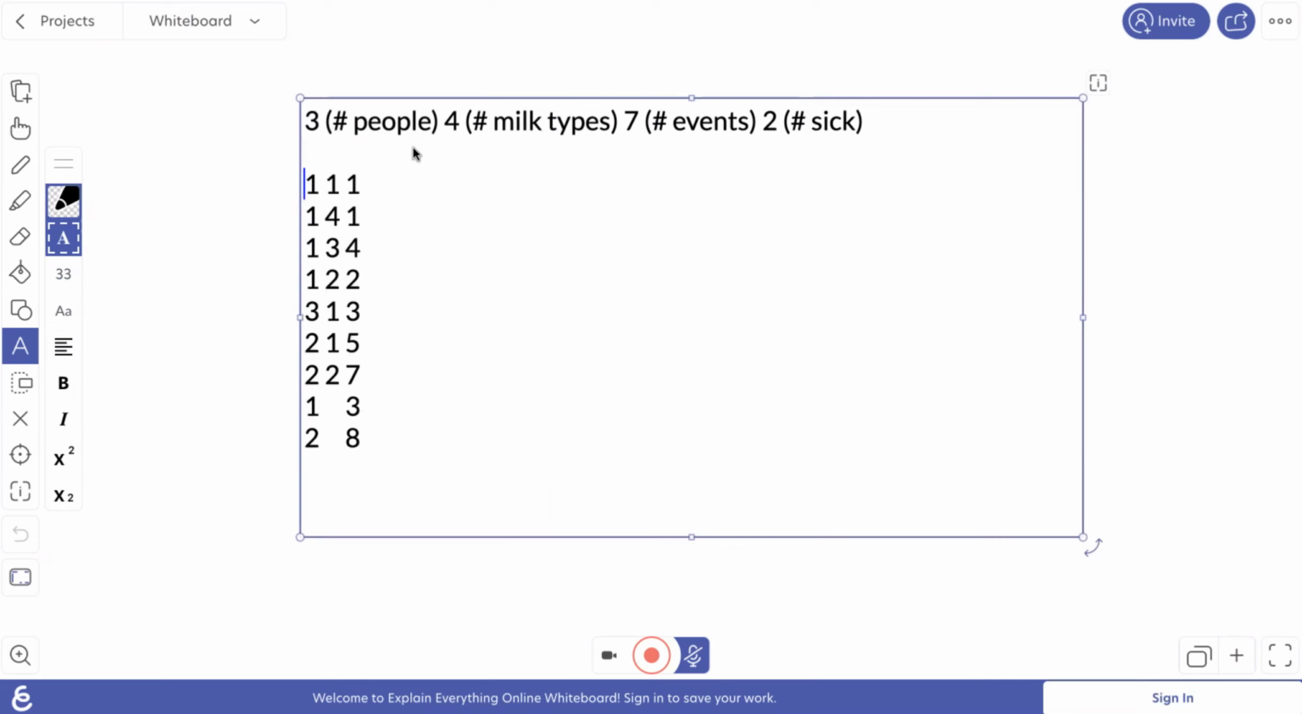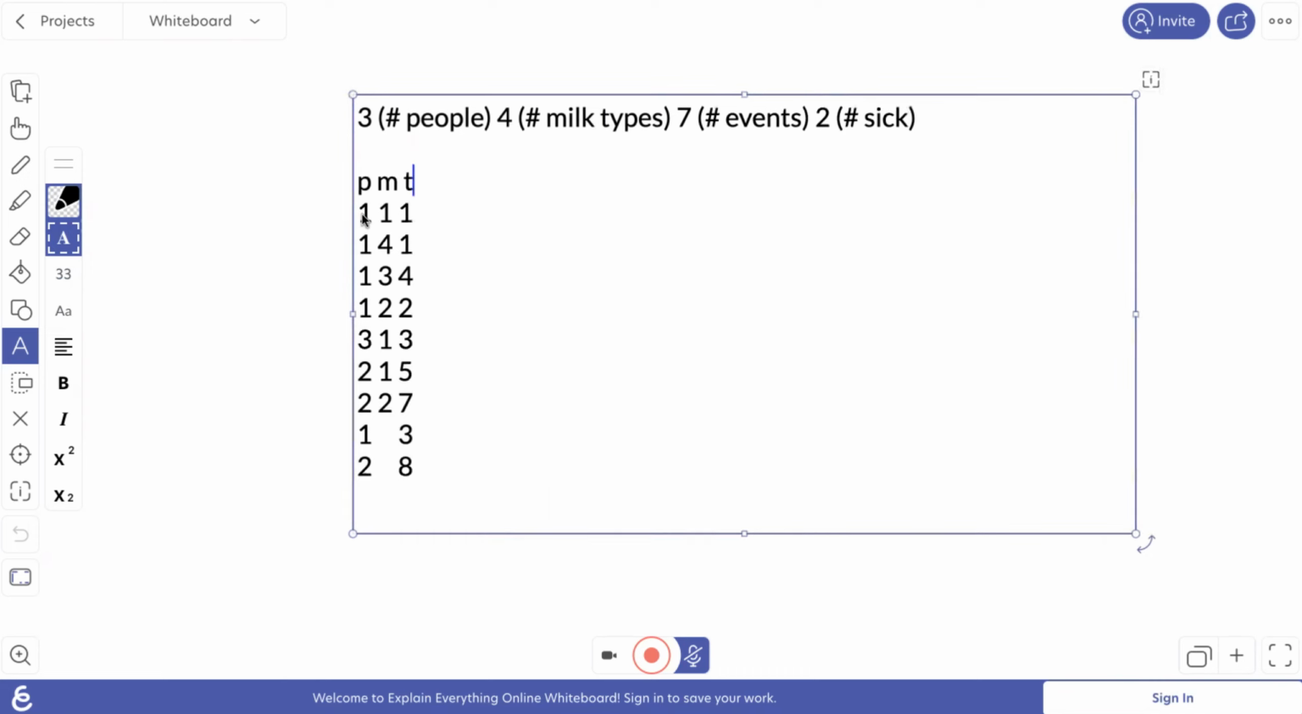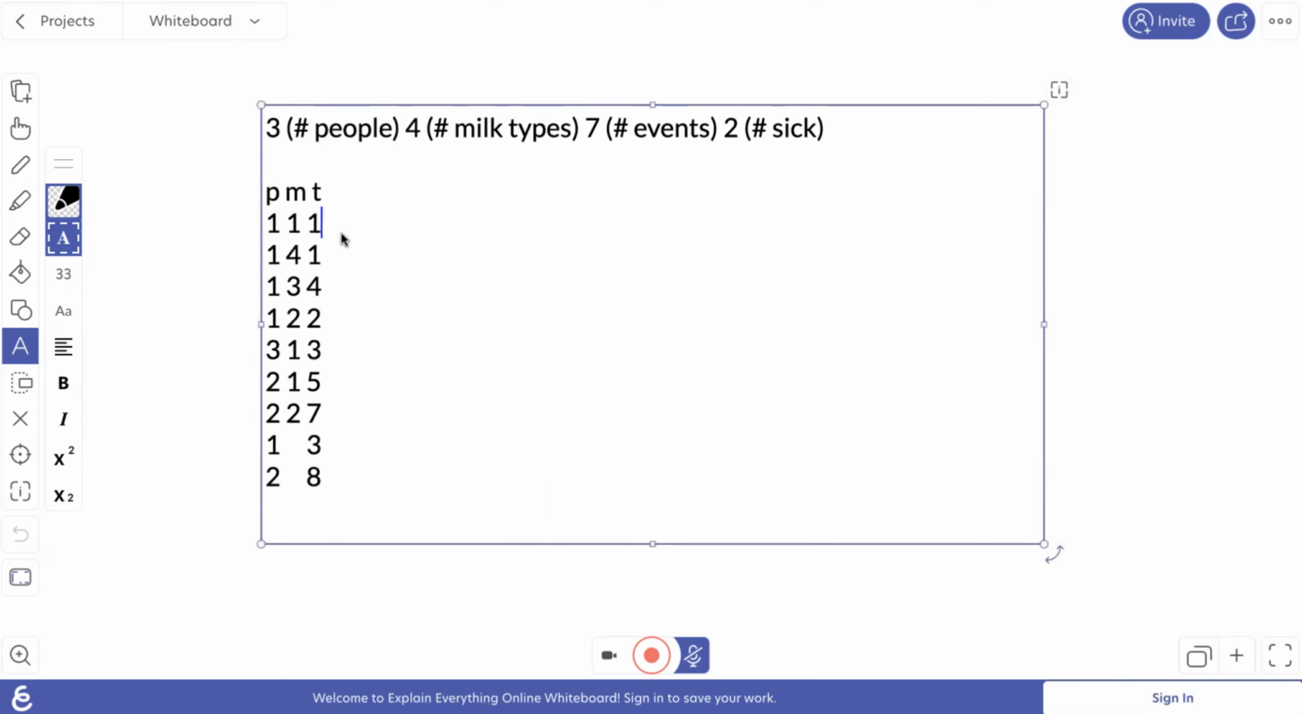Create an array of triplets containing this information. The first column represents the person number that is drinking the milk. M represents the type number of milk that the person is drinking, and T represents the time at which the whole event occurs.